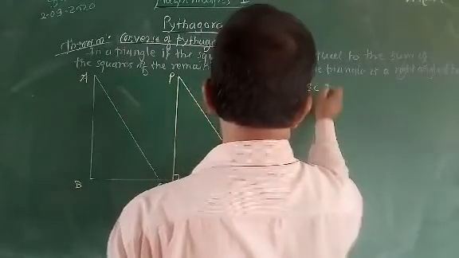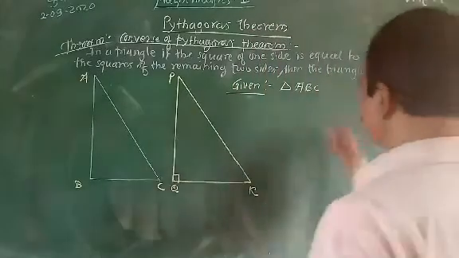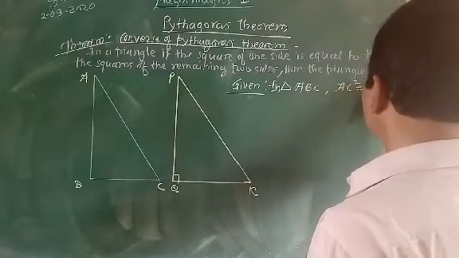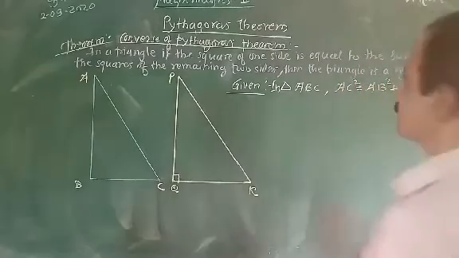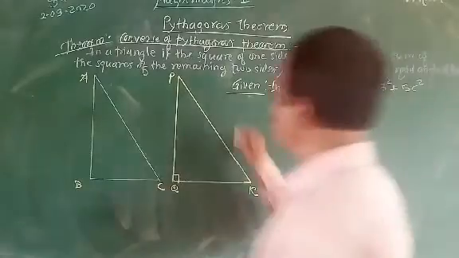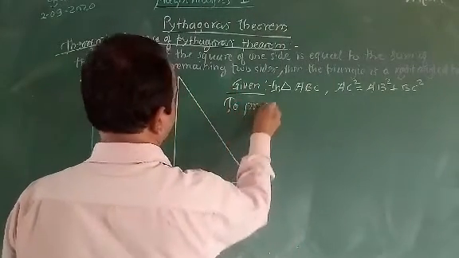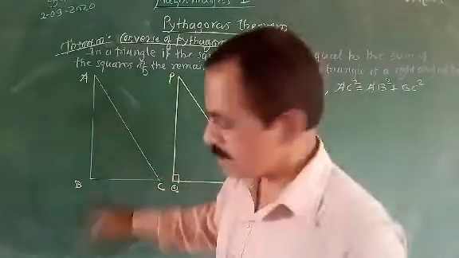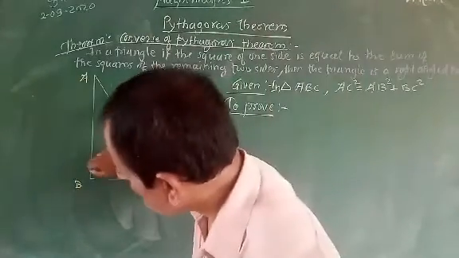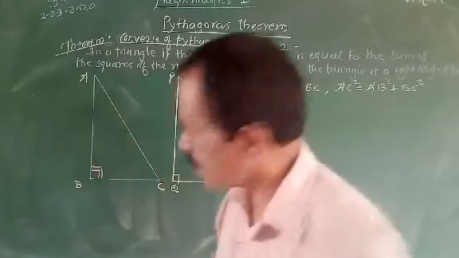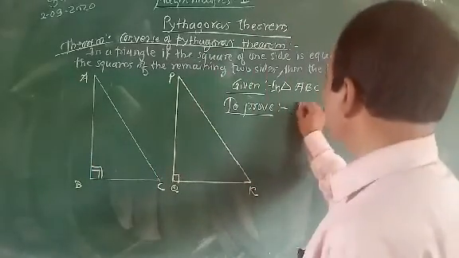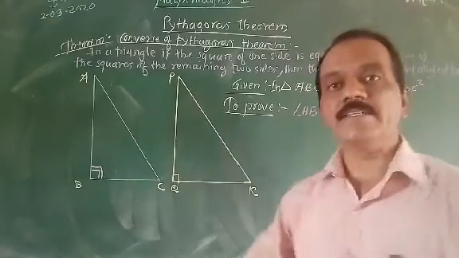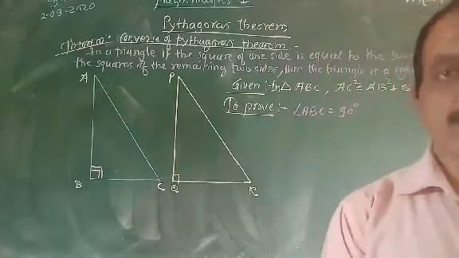Given triangle ABC, in triangle ABC, AC square is equal to AB square plus BC square. This is the given. Now we prove that. To prove: in the given triangle ABC, the angle formed at the vertex is a right angle, so we have to prove that angle ABC is equal to 90 degrees. Then we write the proof.